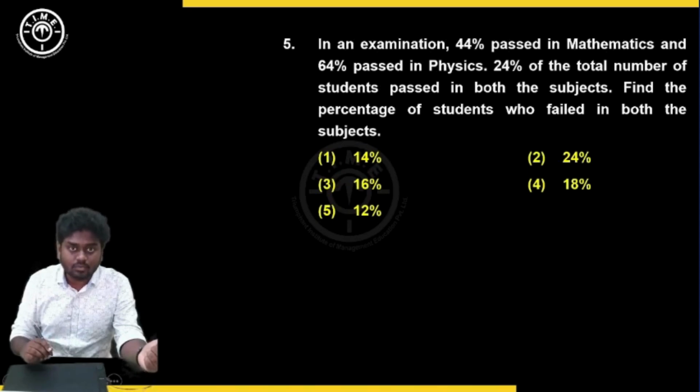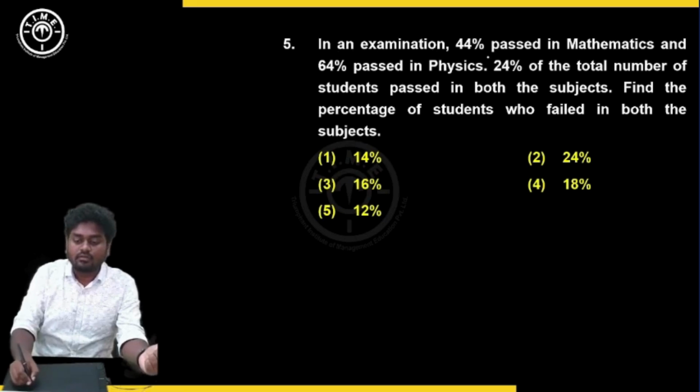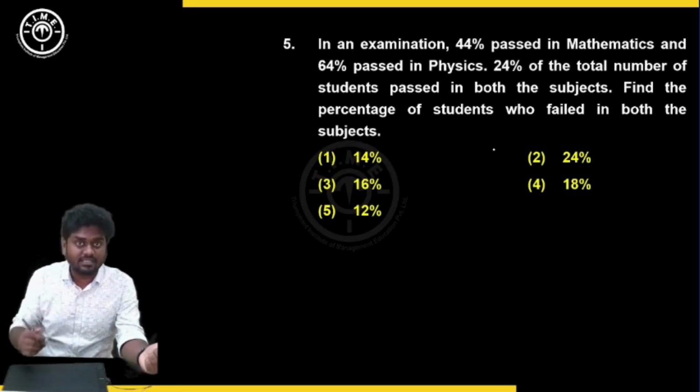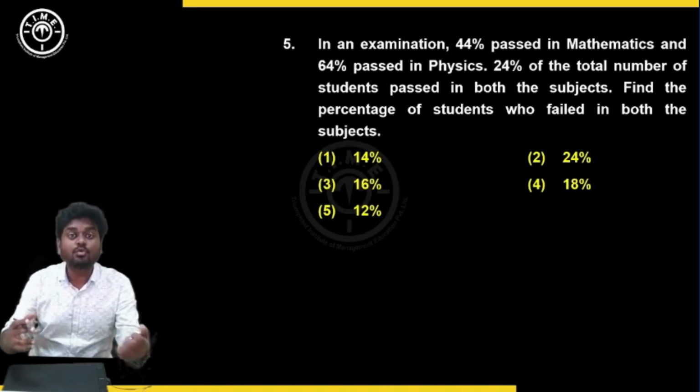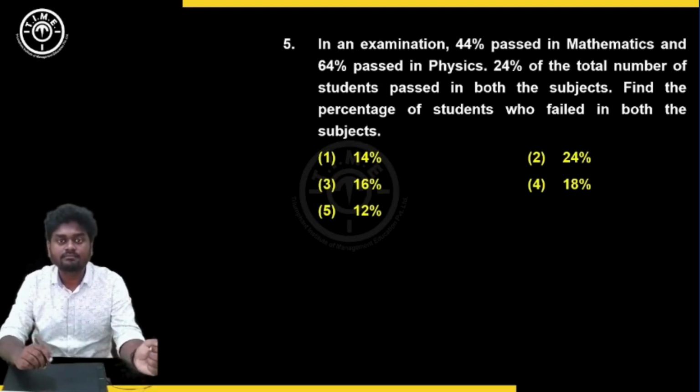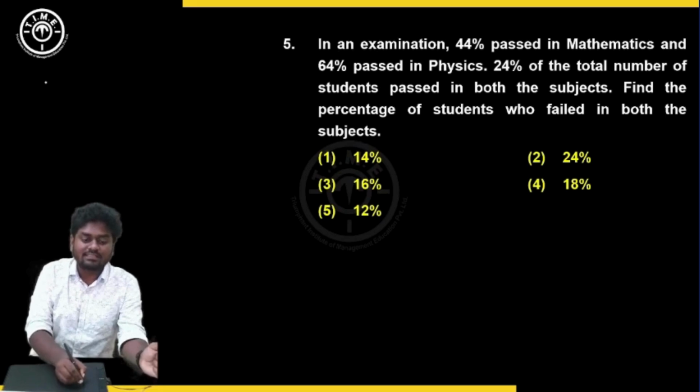So this is a very crucial question. In the question, everything is given in percentage, correct? 44% passed in maths. Similarly 64% passed in physics. And intersection of both, 24% passed in both the subjects. Correct? So listen carefully. What can we do here?